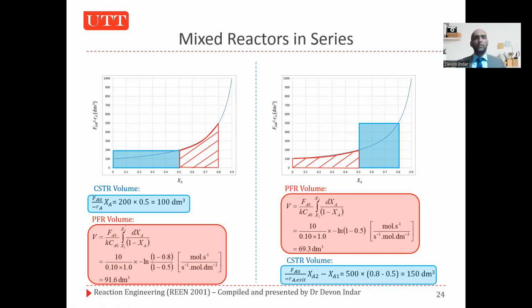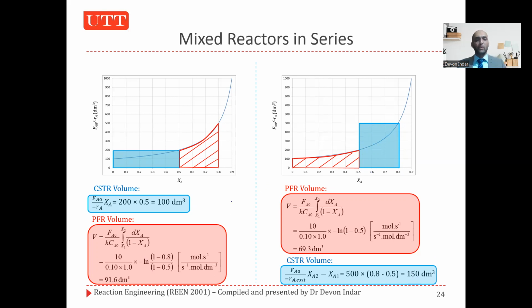Similarly, when we put the plug flow reactor second here, the volume I'd need to go from 50 to 80% conversion is 91.6 dm cubed. Whereas if I put the CSTR second, to go from the same 50% to 80% conversion, you'll see I need a much larger volume. In this case, the volume that you've saved using your plug flow reactor is represented by this shaded region here.